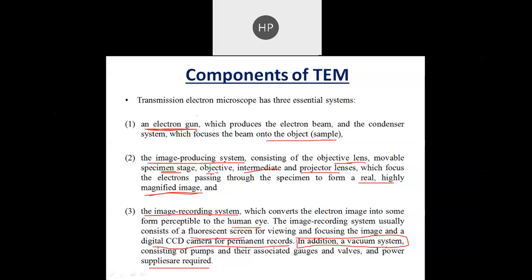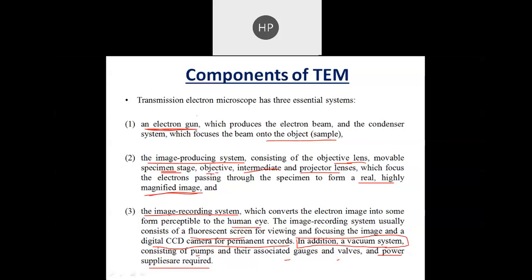as we have already studied in SEM. Why? Because the electron beam should not be deflected or affected by environment particles, environment dust. So to isolate it, we require a vacuum system. And to operate a vacuum system, we require a pump, gauges, valves, and we also require power. So these are the components of a transmission electron microscope.